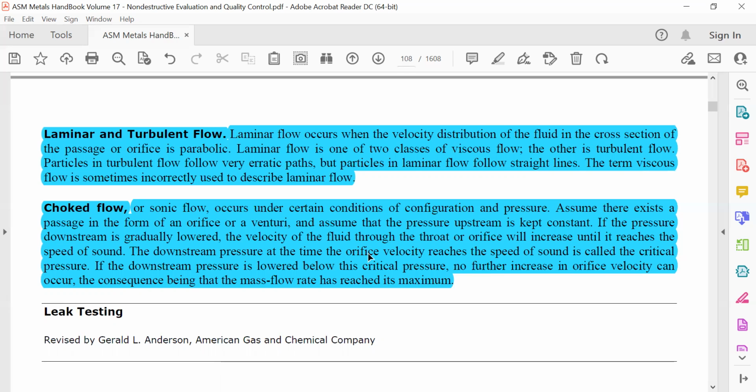The downstream pressure at the time the orifice velocity reaches the speed of sound is called the critical pressure. If the downstream pressure is lowered below the critical pressure, no further increase of orifice velocity will occur. The consequence being that the mass flow rate has reached its maximum.